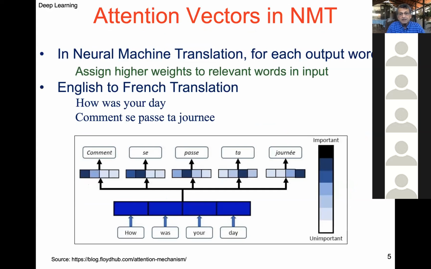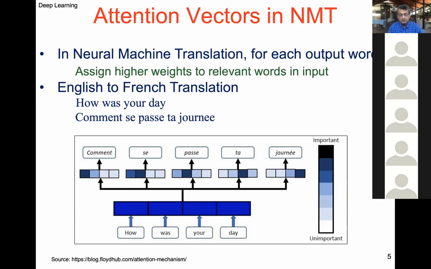So this is all being formalized here. And in neural machine translation, for each output word, assign higher weights to relevant words in input. So here we are looking at English to French translation. So we have the English sentence, how was your day? And the French translation to that is, comment ça passe ta journée? Okay, so that is the translation.